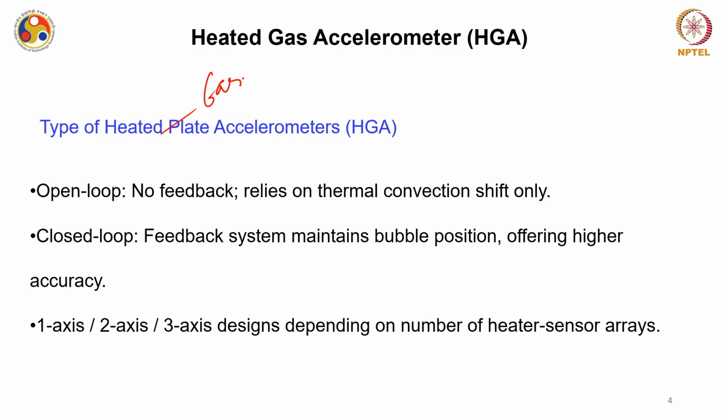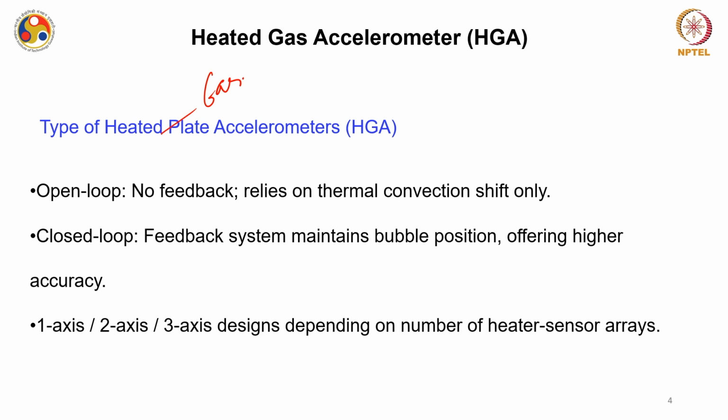Okay. So, when I say open loop, it means that there is no feedback in the open loop type of HGA, where they rely on thermal convection shifts only. Then closed loop kind of HGA are where feedback systems maintain the gas bubble position. We will see what I am talking about, what is the gas that I am talking about. And this closed loop, like any other system, offers better reliability and better sensitivity as well. The accuracy and other sensing parameters are enhanced when you use a closed loop kind of HGA.